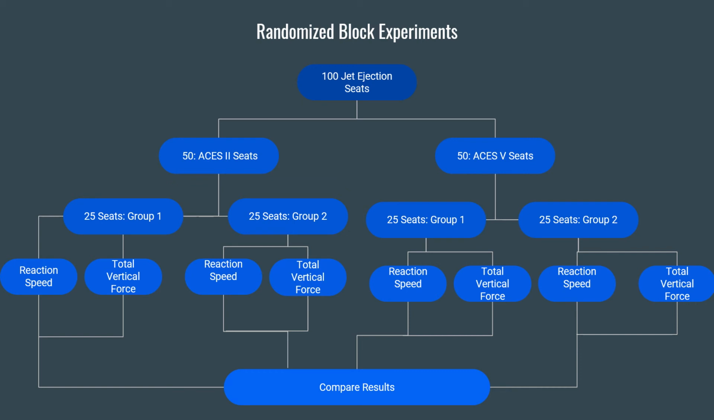Then within those blocks, a random assignment occurs to create 2 equal groups of 25 for treatment testing. Each group is tested on reaction speed and total vertical force to quantify any spinal injury through compression that a pilot may have during testing. And finally, the results of the experiment are compared from the entire population.